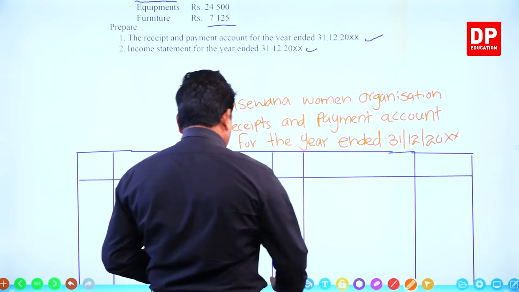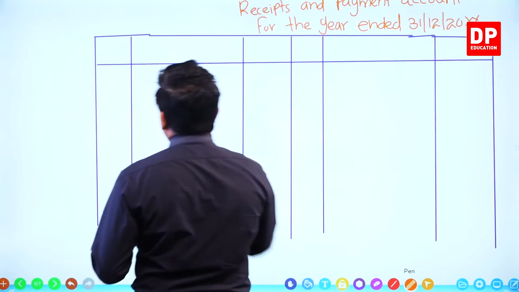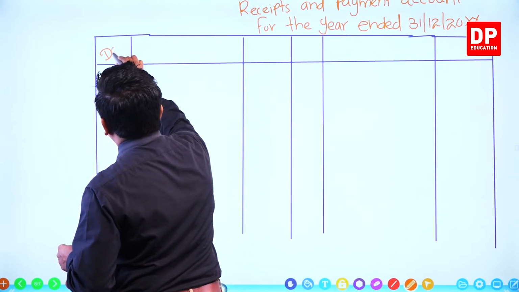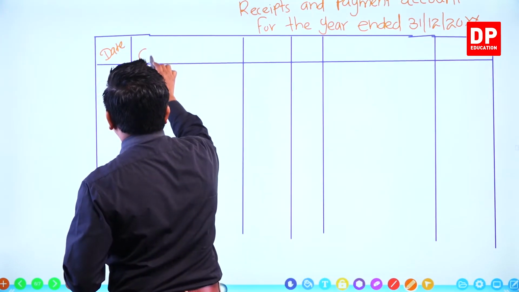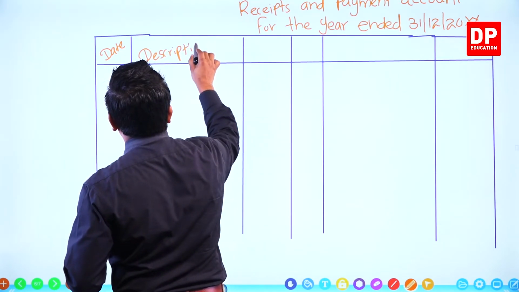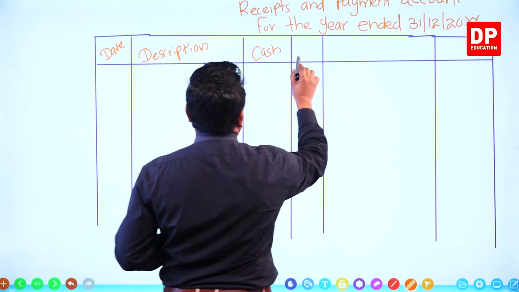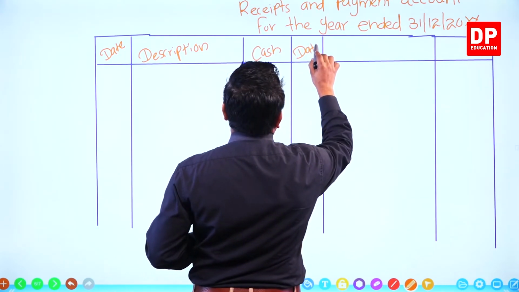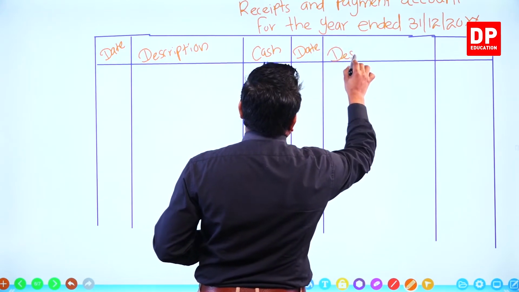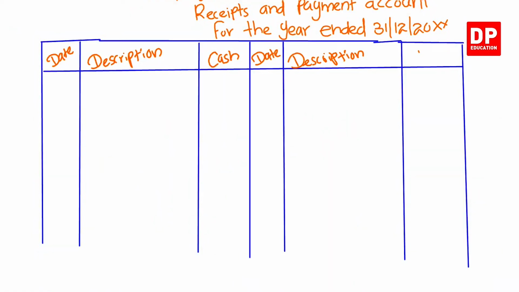Then what is this column? This is the date column. Description. Cash or value, right? Date. Description. Cash.